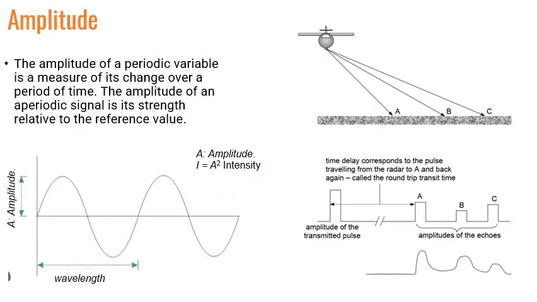In physics, I know all of you already studied amplitude. Amplitude is a periodic variable. It measures how it changes over a period of time. The amplitude of a periodic signal is its strength relative to a reference value. Here, this distance shows the amplitude. From this point to this point is the wavelength. So the amplitude shows the distance from here to here, that means the amplitude of this wave.